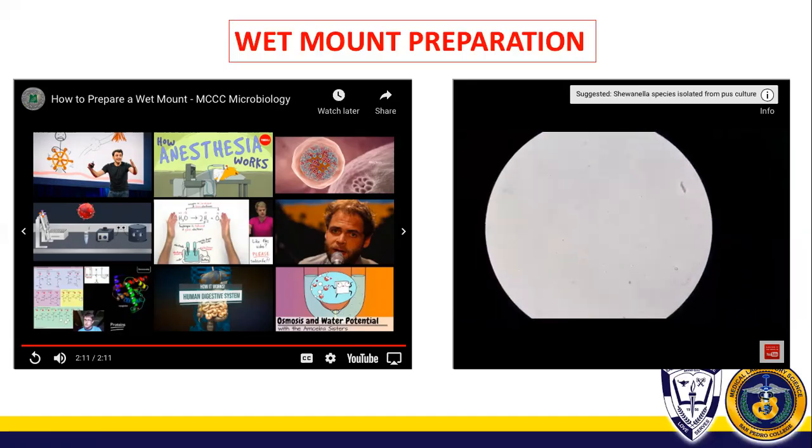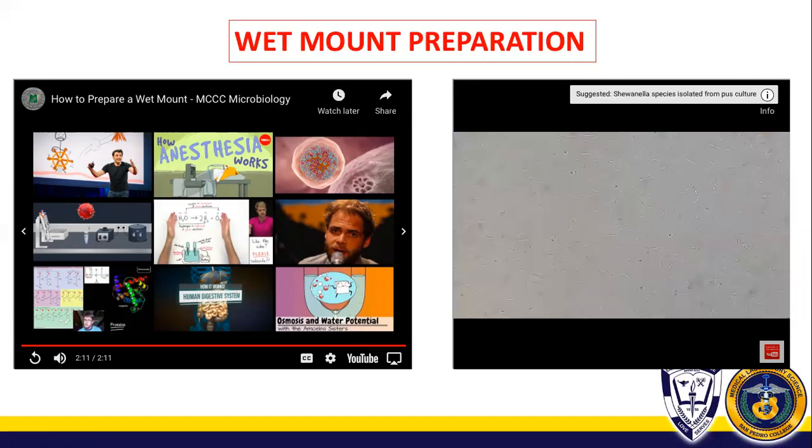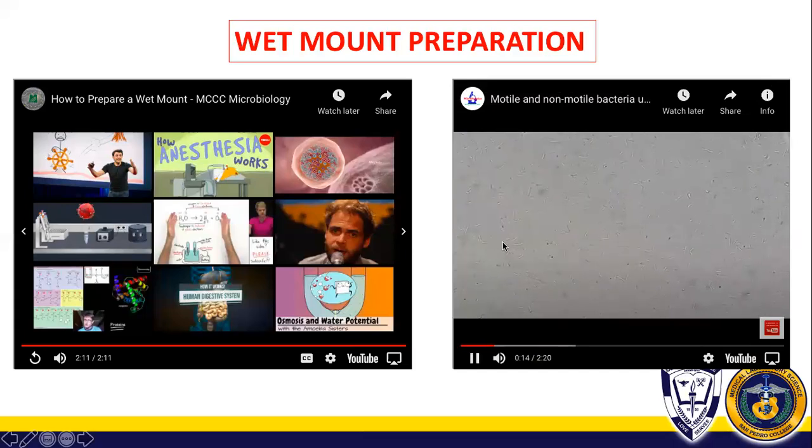Do you see that? Okay, there. You can actually see rods. That's great. You can see a long rod-shaped bacteria. That one's running, and you can see one that's tumbling.